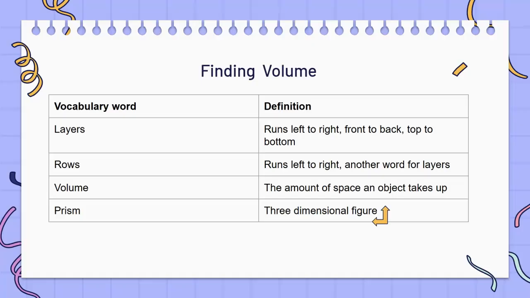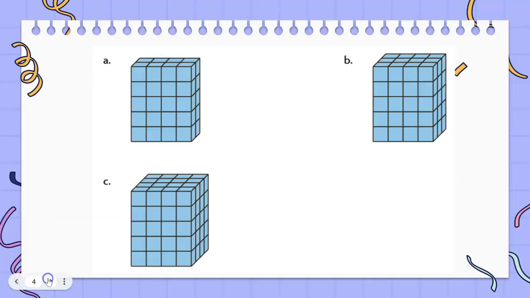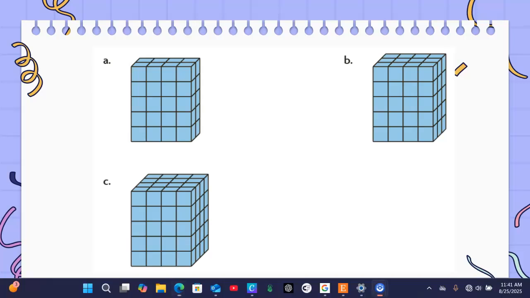Volume is basically our topic today. We're going to be looking at different prisms, which are three-dimensional figures, and we're going to determine the amount of space that those prisms take up. All right, so let's take a look at our first one.